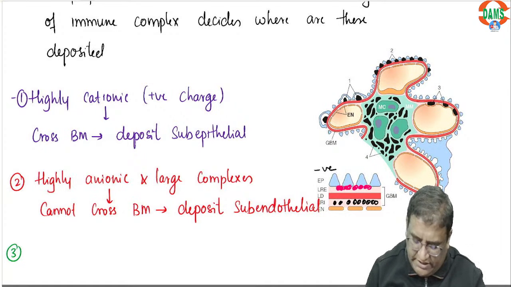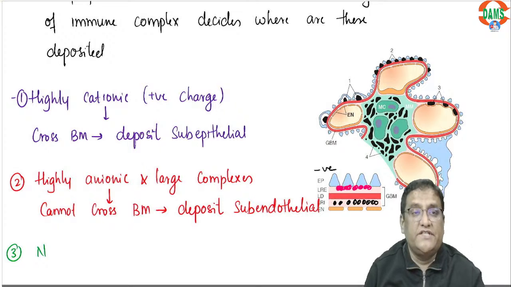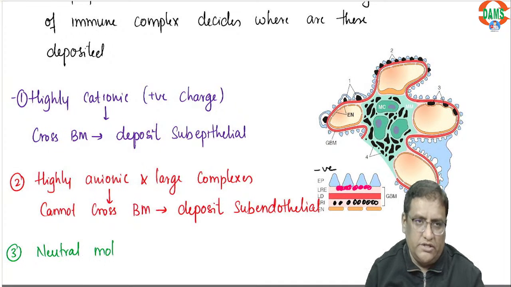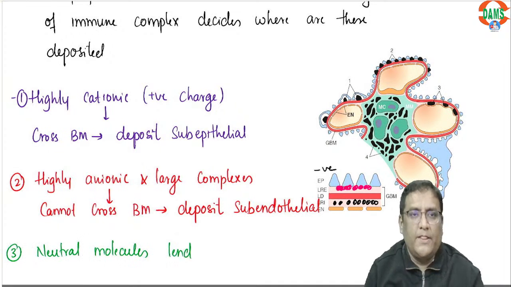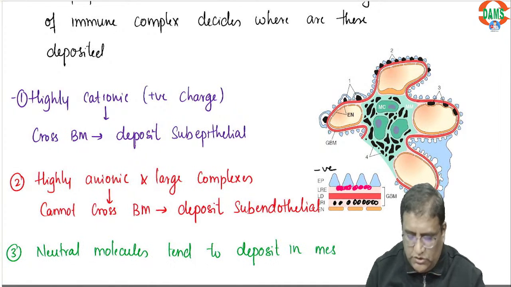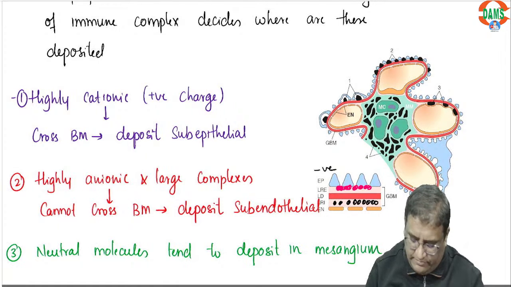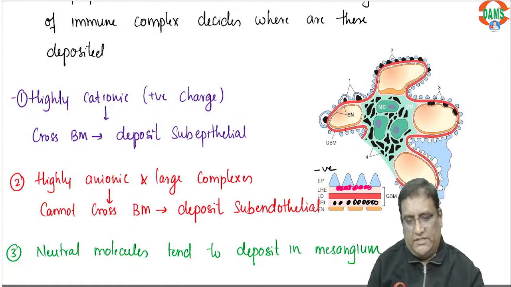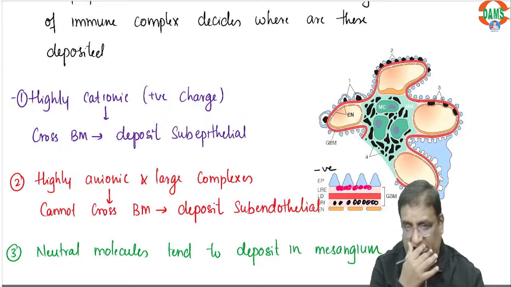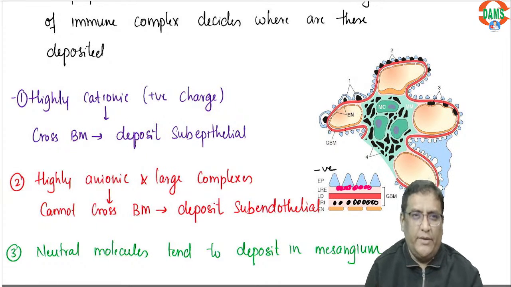Next is what will happen if it is a neutral charge. Neutral charge or neutral molecules tend to deposit in the mesangium. So they tend to deposit in the mesangium. Okay, yes. So this is your basic understanding. Now let me try to extend this into investigation.